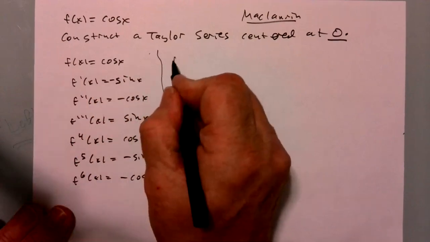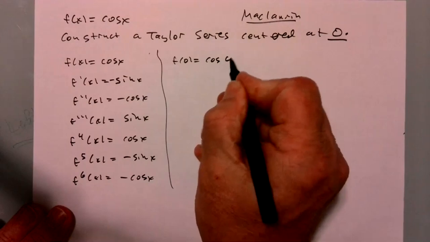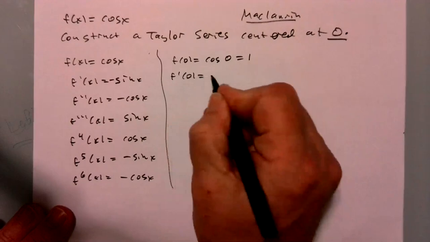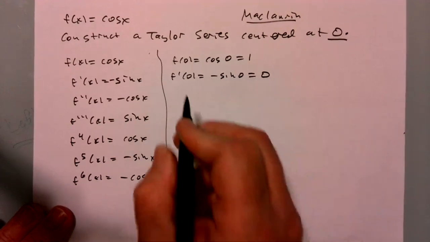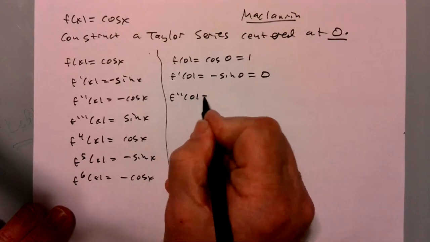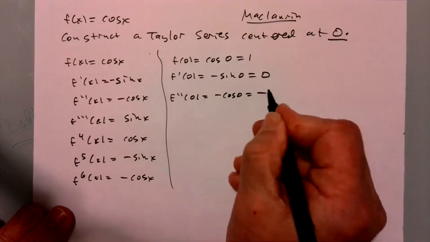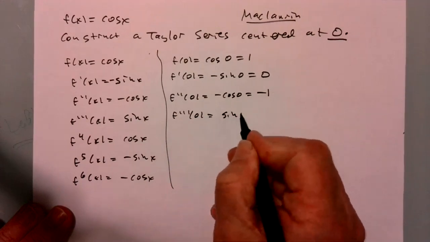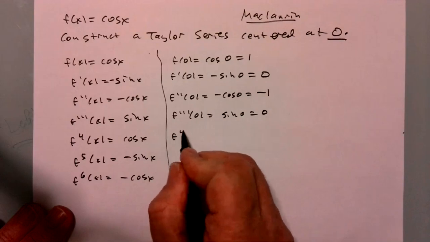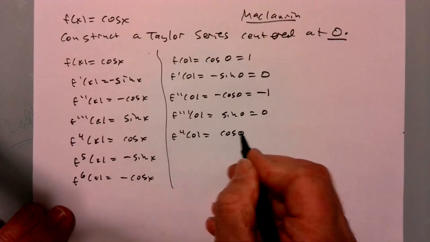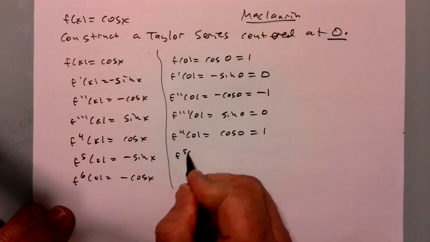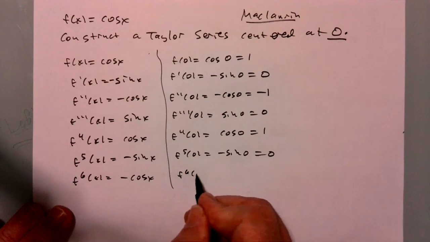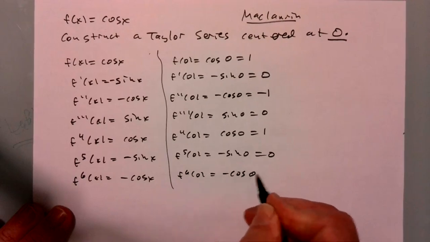Anyway, f of x is cos x, so f of zero is the cosine of zero, which is one. F prime of zero is minus the sine of zero, which is zero. F double prime of zero is minus the cos of zero, which is minus one. F triple prime of zero is the sine of zero, which is zero. F quadruple prime of zero is the cos of zero, which is one. Fifth derivative of zero, negative sine of zero, is zero. Sixth derivative of zero, negative cos of zero, is negative one.